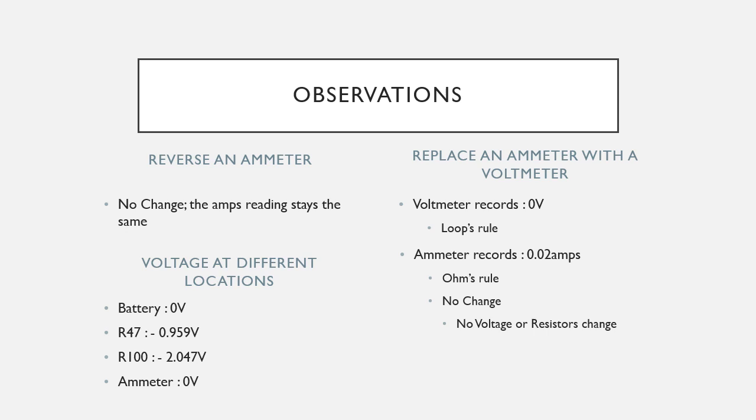And during this, the other ammeter of the two is still going to record 0.2 amps. And the reason why is because the voltmeter has a very high resistance, and so none of the current goes through it, and so none of the voltage or the resistors really change in the current when this happens. And then when we measure the voltage at different locations, we can see that it's going to be 0 at the battery and the ammeter.